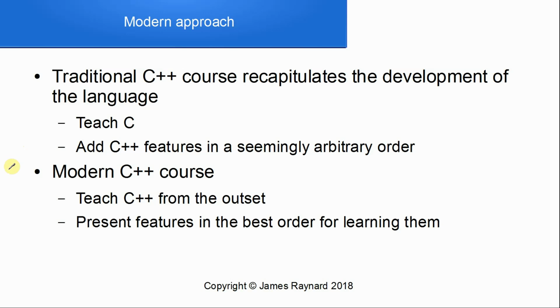On a modern C++ course, we completely forget about the existence of C. We start teaching C++ from the word go. So in your first lessons, you're going to learn things that you can use years later when you're programming in C++. And also we present features in the most logical order for teaching and learning and using them. So we start off with the easy stuff and then move on to the more difficult stuff later.